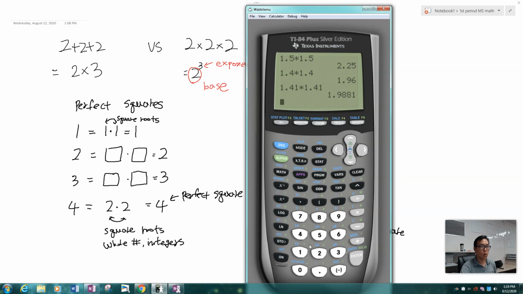1.9881. So I could go, what about 1.42 times 1.42? That is equal to, that's a 2. So it has to be 1.41. But 1.41 times 1.41 is still not equal to 2. So I need to find, you know what?